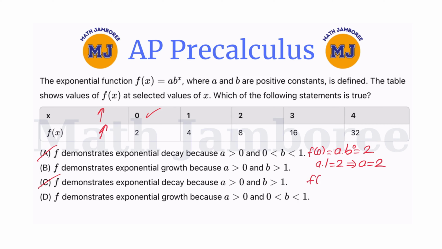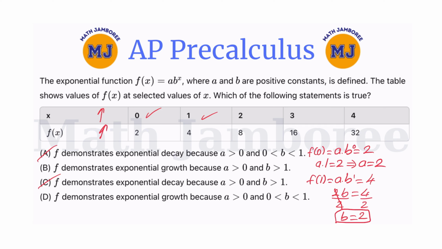So let's use the second data now. f of 1, a times b to the power of 1, is 4. So we know the value of a, which is 2. b to the power of 1 is just b. So 2b is 4. Divide both sides by 2. So b will be 2.